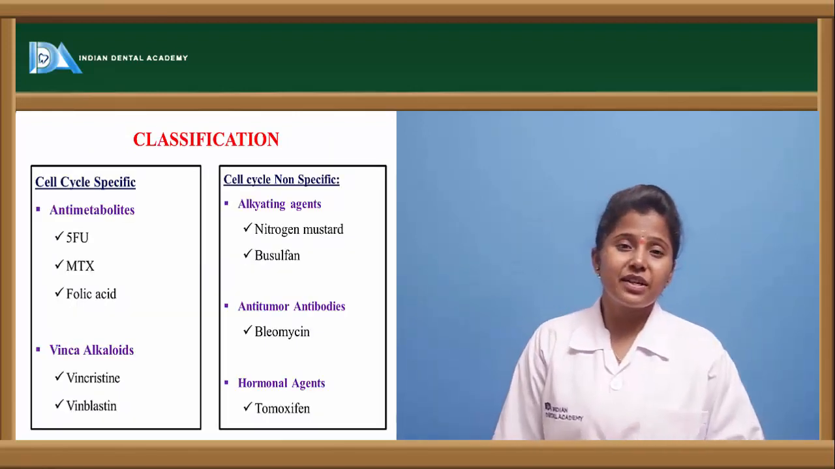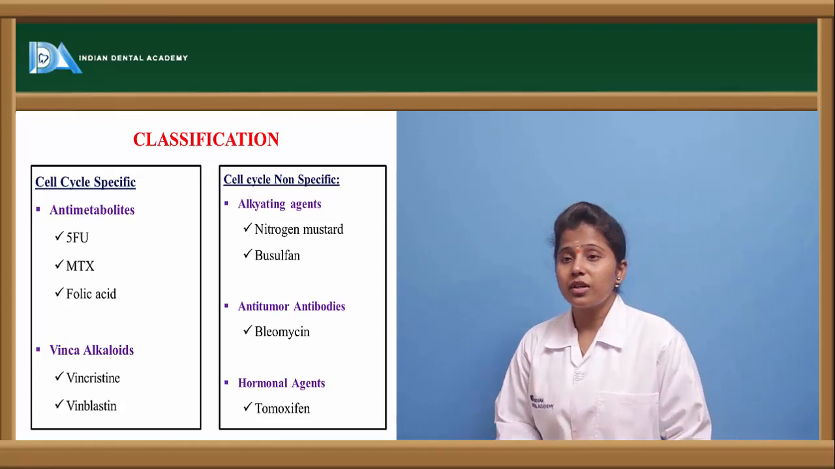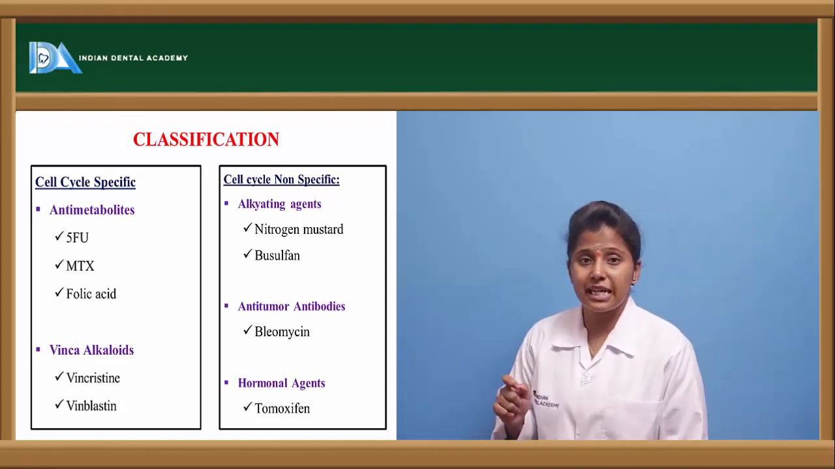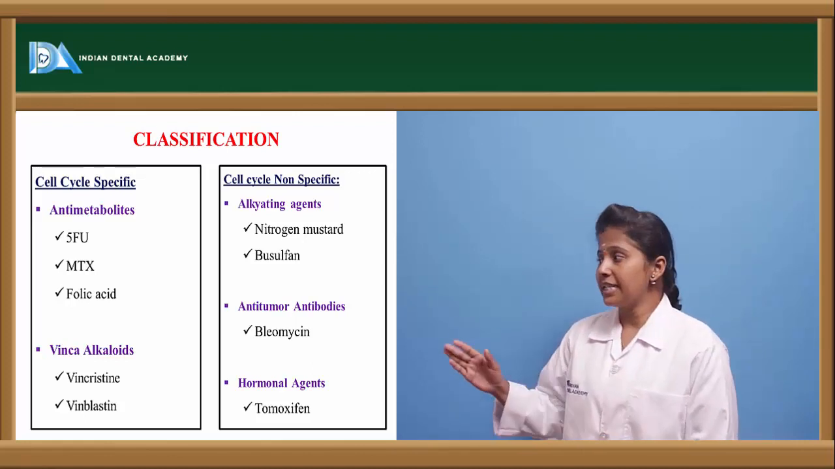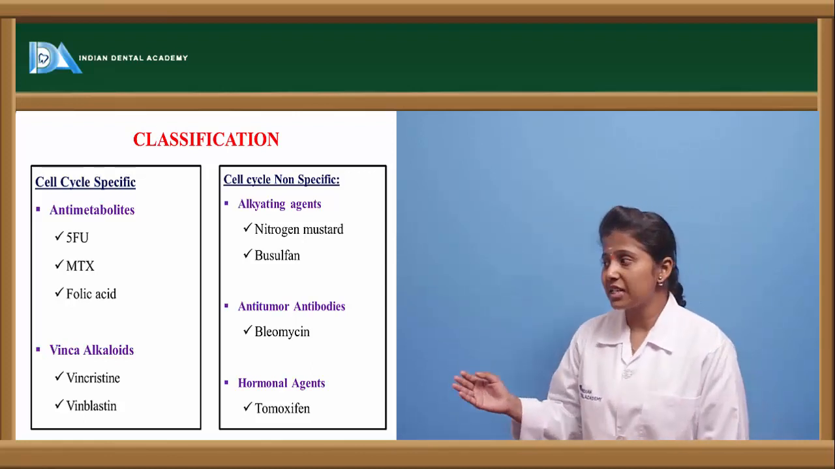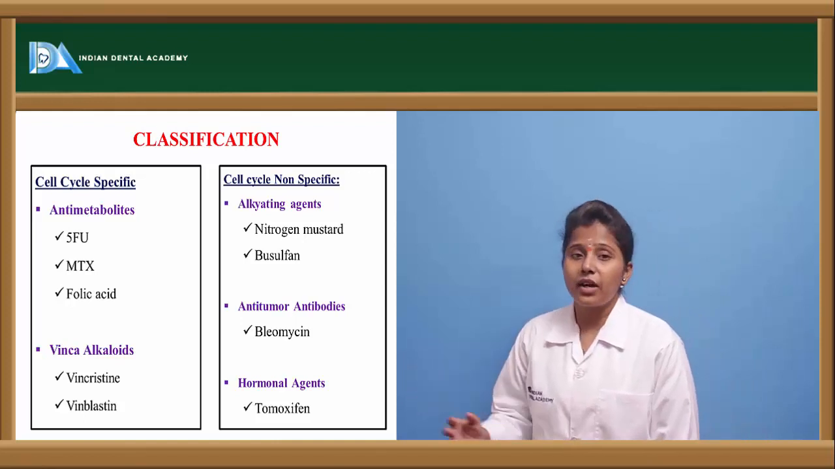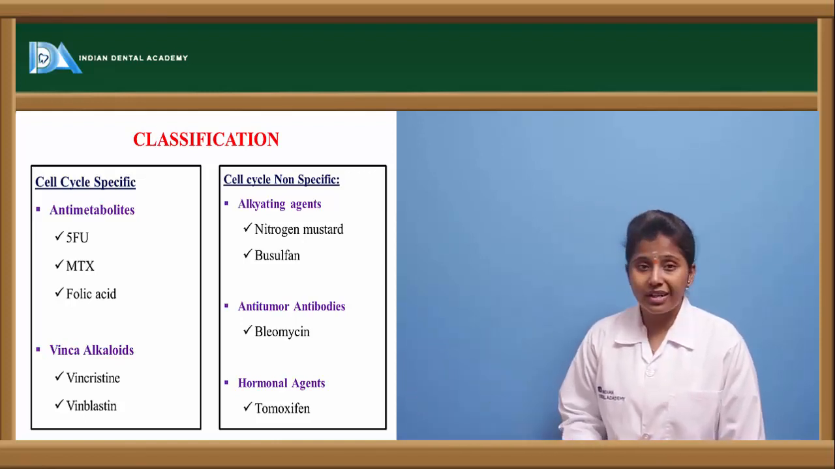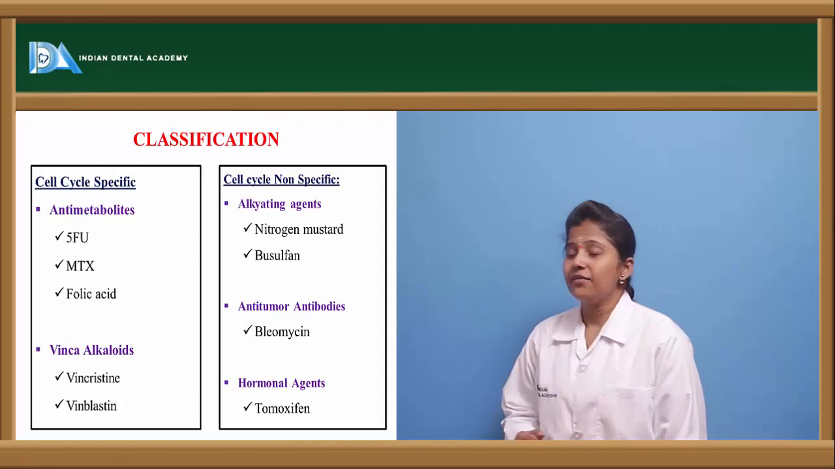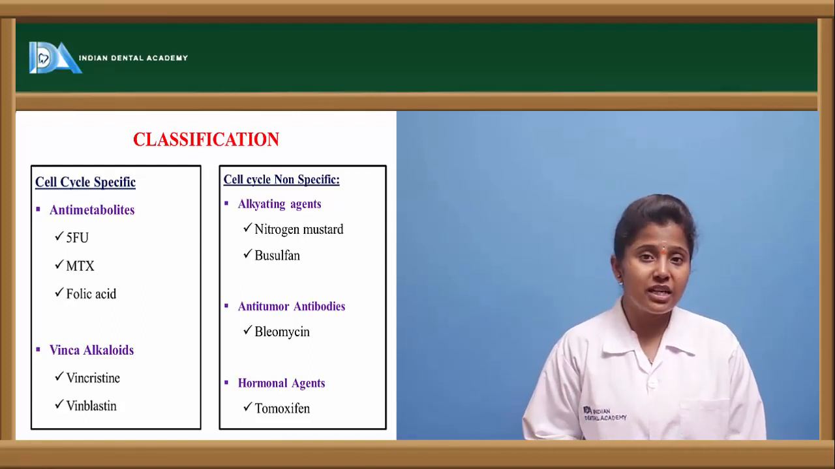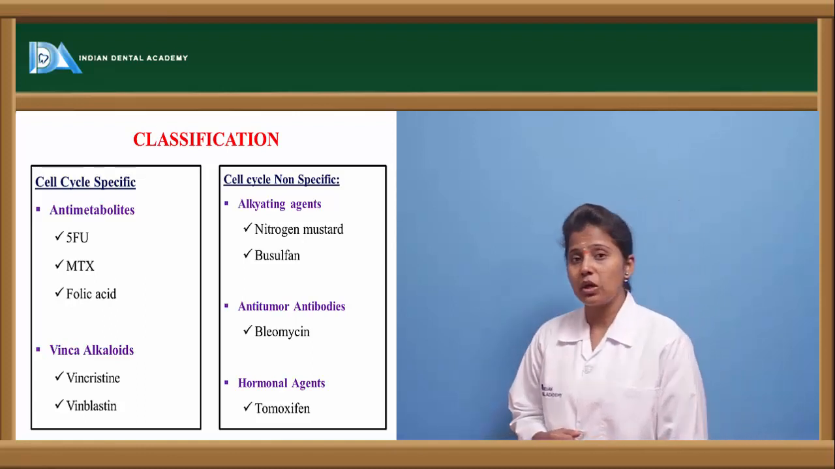Let us see the classification of a few of the drugs. As I told you, cell cycle specific means only a single phase in the cell cycle is inhibited, and then there is cell cycle non-specific. We can see drugs like anti-metabolites. Anti-metabolite drugs include 5-fluorouracil, methotrexate, folic acid, and vinca alkaloids like vincristine and vinblastine. These are naturally occurring plant alkaloids, indole alkaloids.